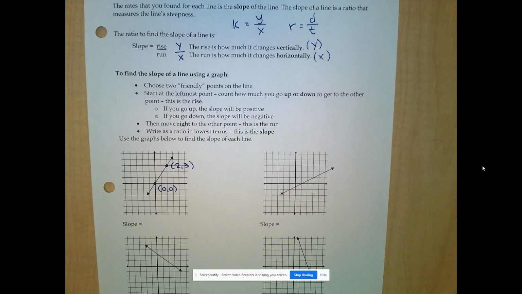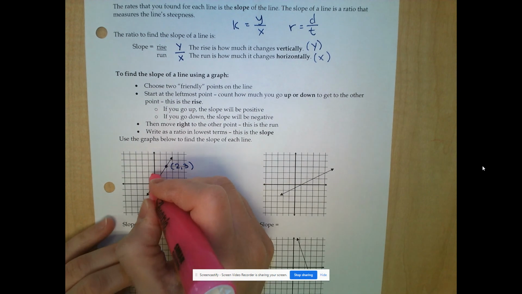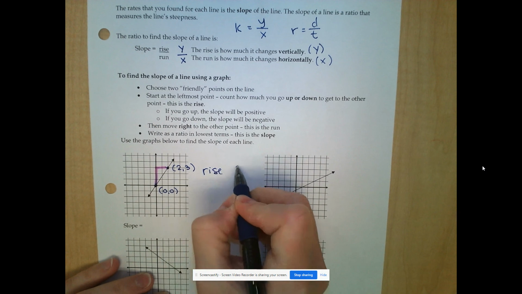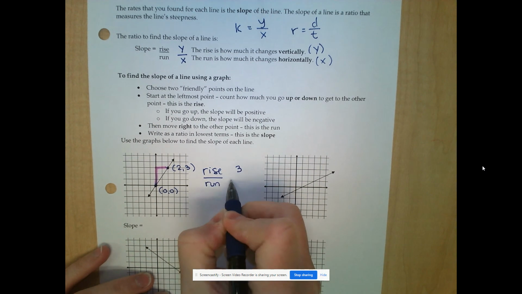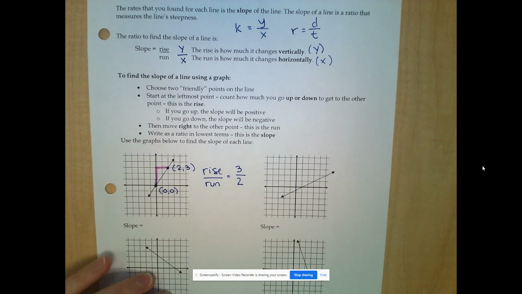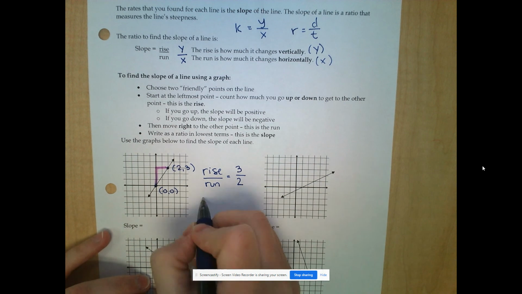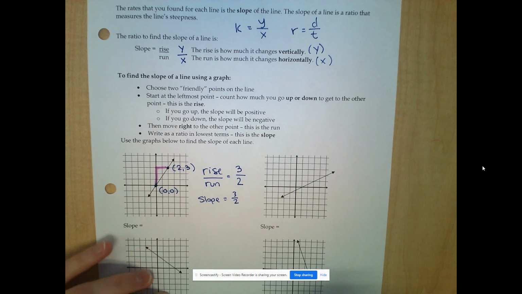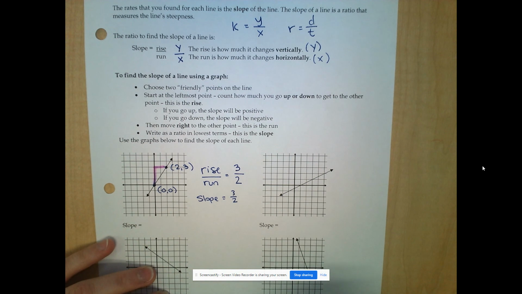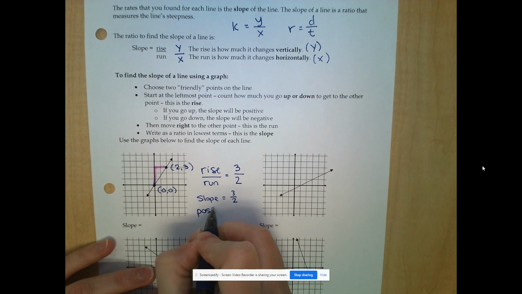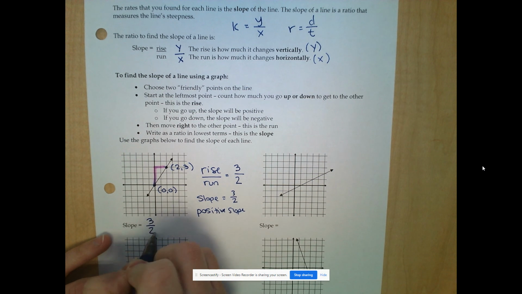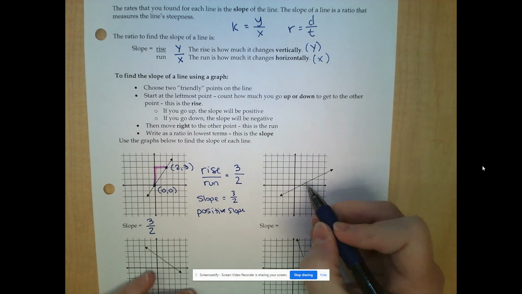So to get from one to the other, we would go up 3, right 2. So that would be a rise of 3 and a run of 2. So our slope would be 3/2. So slope is the fraction 3/2. You don't normally see people say 1.5. They usually leave it as a fraction. We can also notice that it is a positive slope. So slope is 3/2.